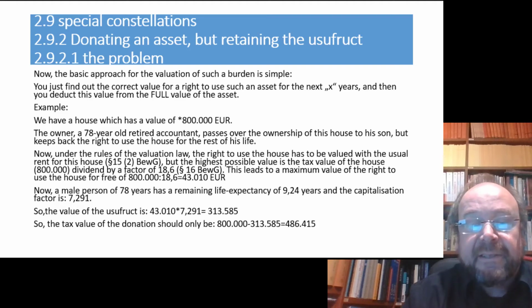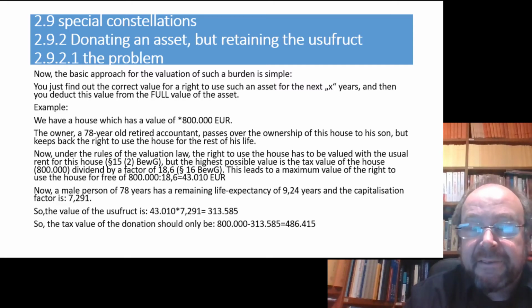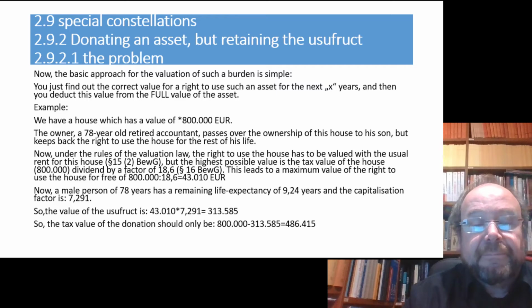Here it comes out that the annual rental value of the house is at maximum 43,010, and we just now assume that this is indeed correct, or that the monthly rental value in the market would be higher, so the 43,010 is what we need and take for calculation.